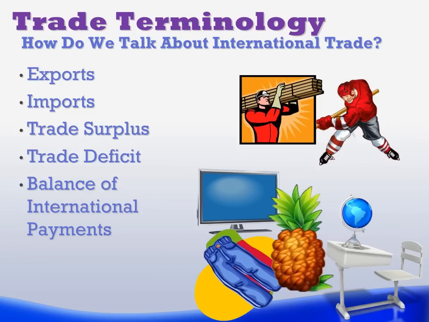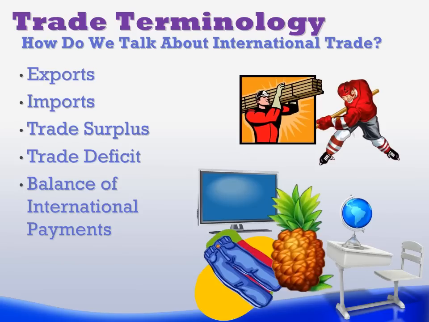Now, trade surplus and trade deficit. If you have a trade surplus, it means that you are making more money than you are losing. Therefore, you're exporting more than you are importing. Whereas a trade deficit means you are importing more than you are exporting, and therefore more money is flowing out of your country than is coming in.